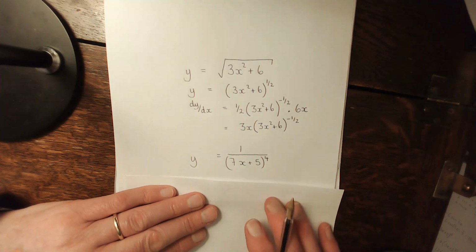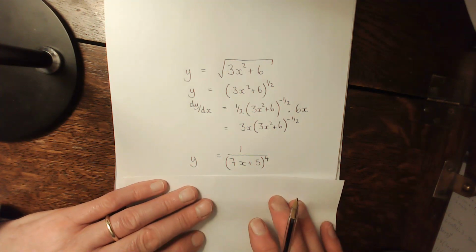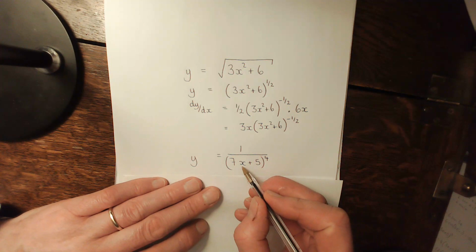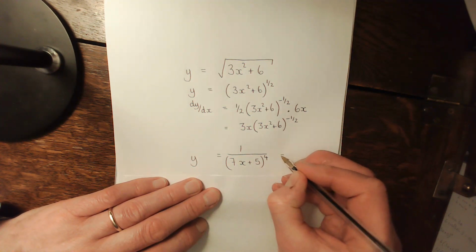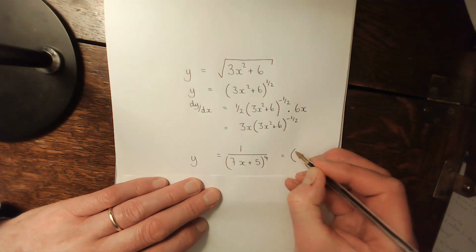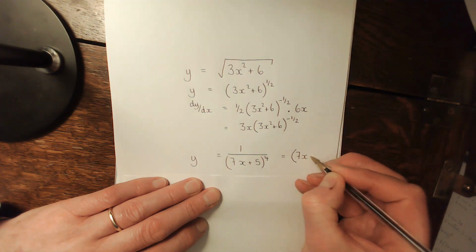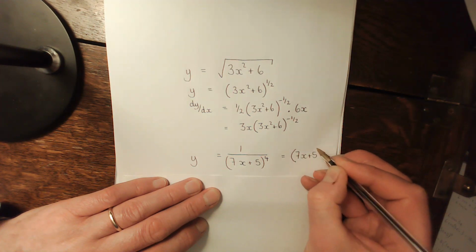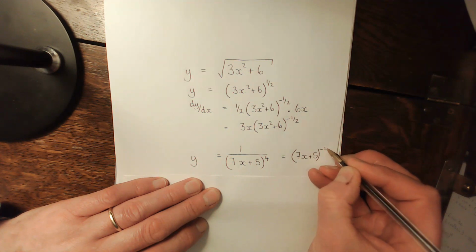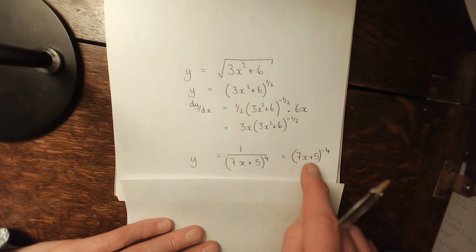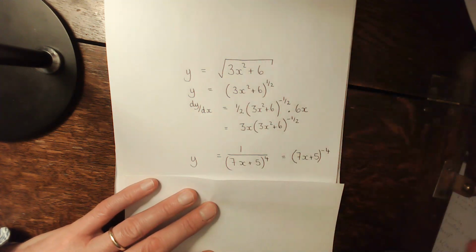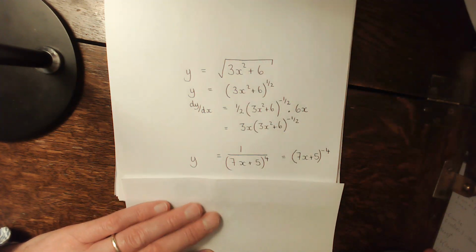Final one, right at the bottom, question 3. I can't differentiate because x is on the denominator. I would need to tidy that up to make it 7x plus 5 to the minus 4. And then I would go ahead and differentiate it with the chain rule that I've used already.